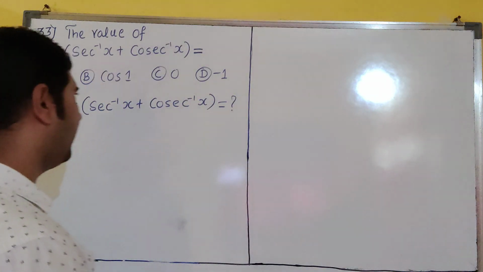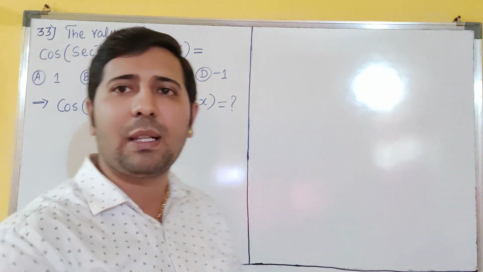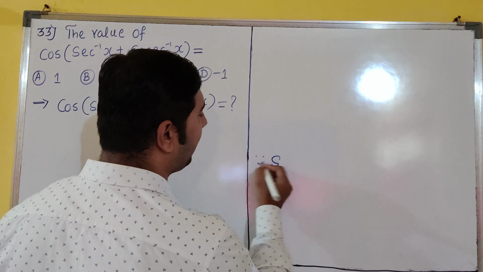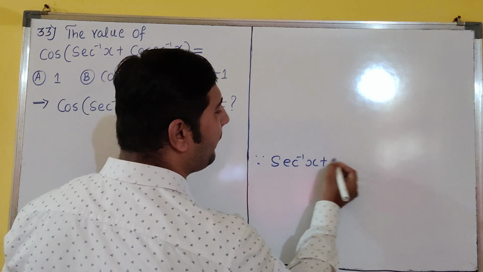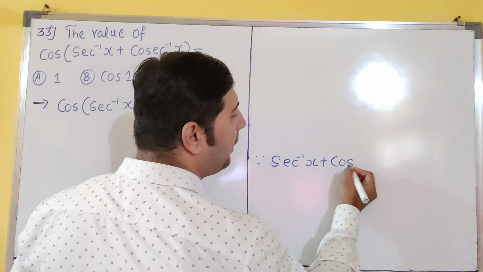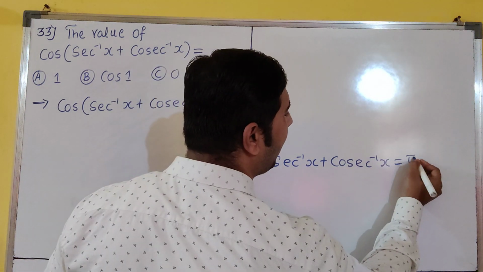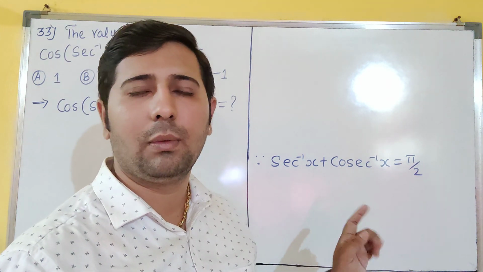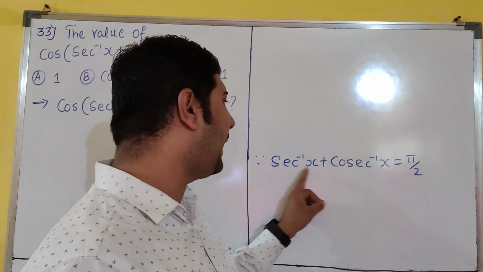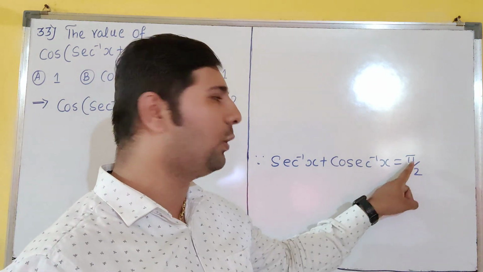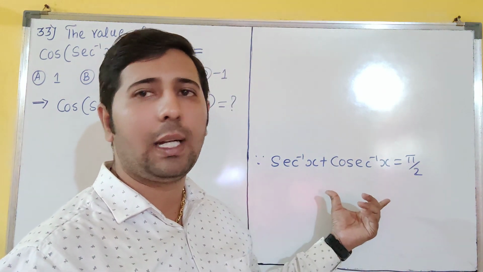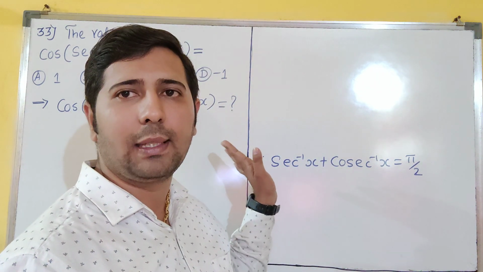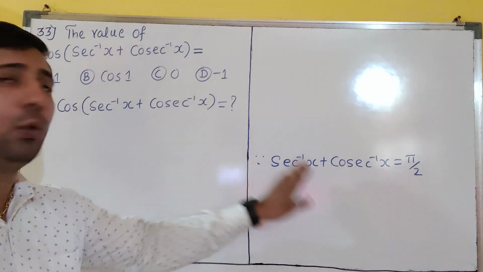So what is the answer they are asking? Very simple, dear students. Most probably you will remember the property. So the property I am going to write, dear students. Sec inverse of x plus cosec inverse of x is nothing but pi by 2. This is one property, children. This is property number 4 in the second exercise. So sec inverse of x plus cosec inverse of x is equal to pi by 2. This is the property I am using here, dear students.